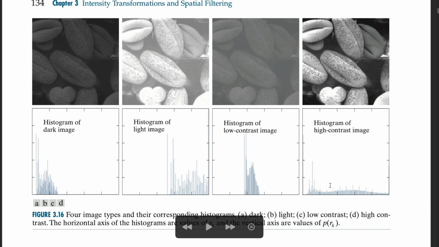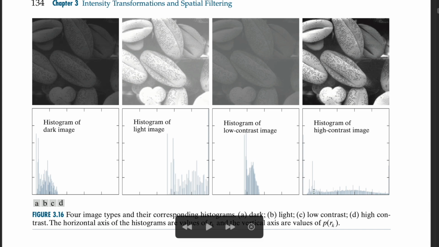Now if you look at the histogram in this one, it is spread out over the whole range, as compared to here where the range was a very small portion of the total possible values it can take. So this is a high contrast image. Just look at the histogram. We can just look at the histogram and see the difference.